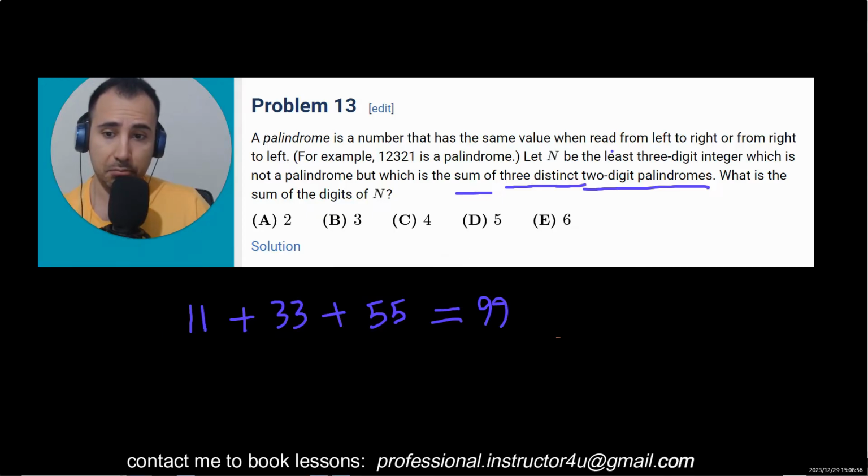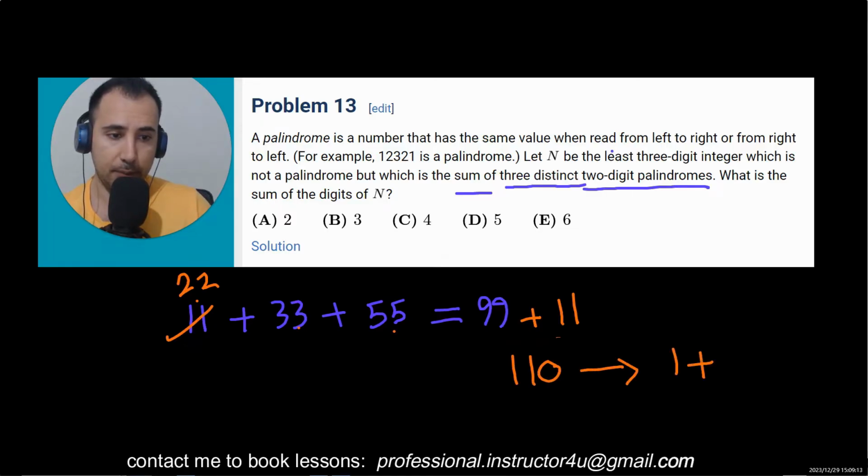The next one, if I make this 22, this one will also have 11 added to it. So now 22 plus 33 plus 55 is equal to 110. So what is the sum of these digits? 1 plus 1, which is going to be 2.